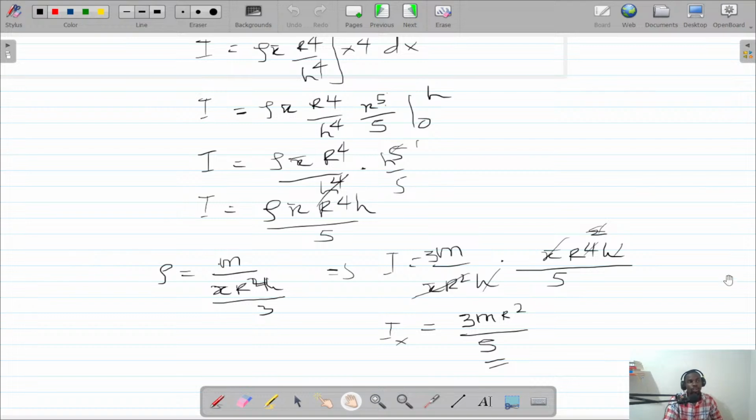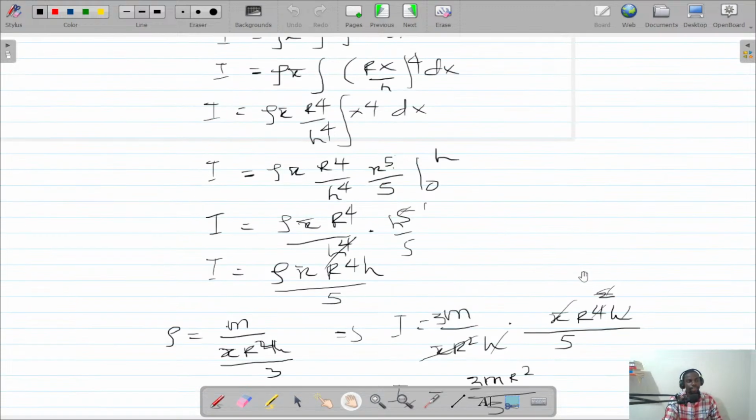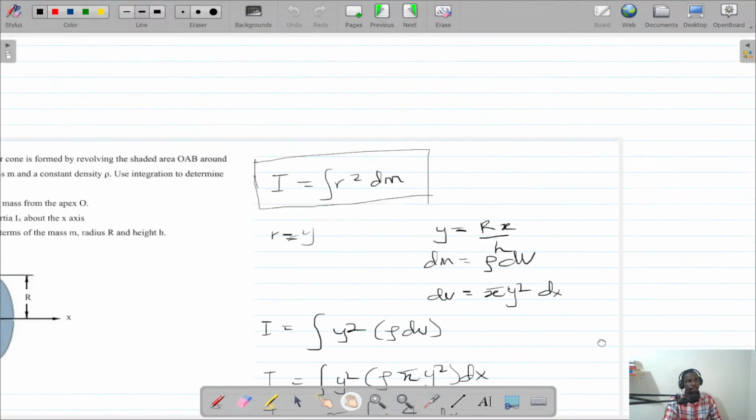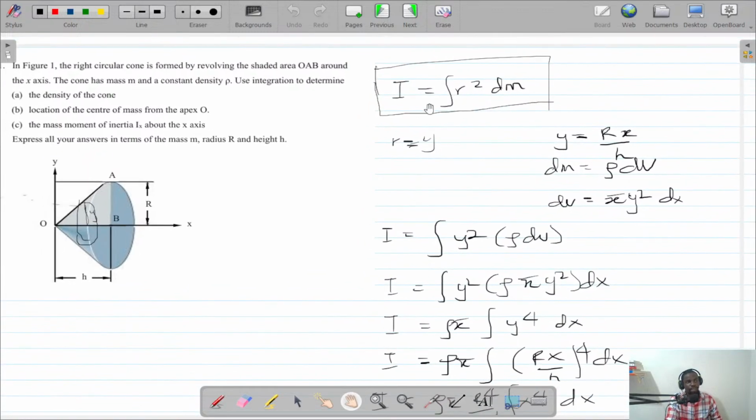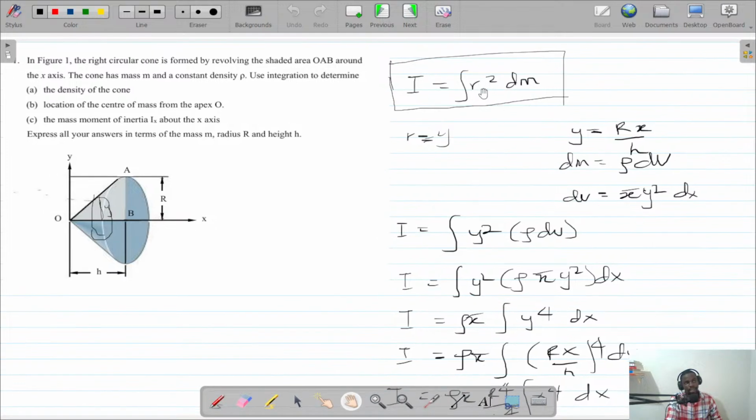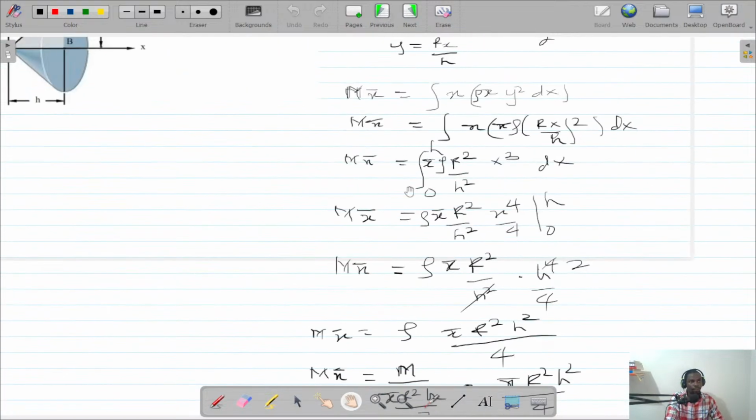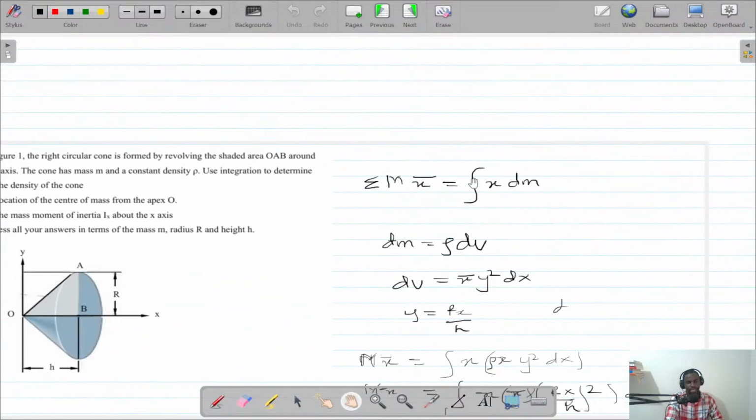Okay, first off, you need to look at the formulas, like this one, right? So I is equal to the integral of r squared dm. It all boils down to the basic concept, and we need some time to go through the basic concept. This is the general formula for finding the moment of inertia. This is the general formula for finding the center, right?